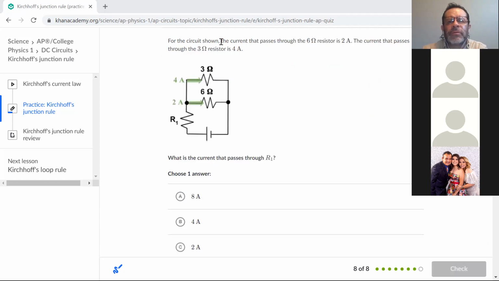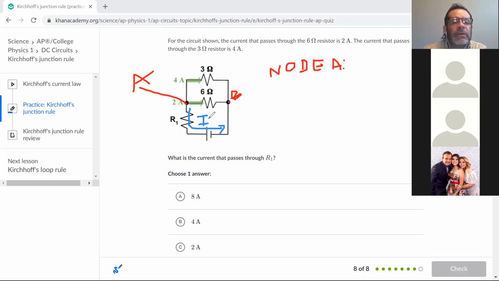So very similar situation. We've got a circuit here. Let's use now, this one is node A, this one is node B. Let's use node A. And in node A, we're looking for the current that passes through R1, so I'm going to do something here on purpose. I'm going to say that the R1 current is going this way, and I'm going to call this Ix.